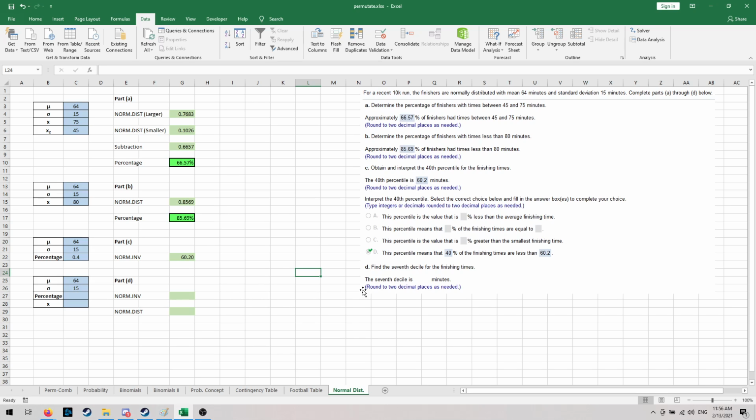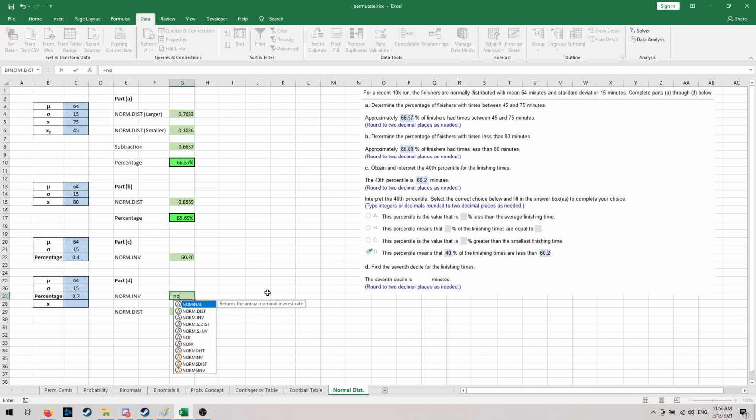And then this sort of confused me too, because I had actually never seen the word decile before, and I had to look up what it meant. And all that it's asking is the exact same thing as in question C, except for 70% instead of 40. So in this case, our percentage is going to be 0.7, and we're going to use the same formula, norm.inv, with our probability, our mean, and our standard deviation.